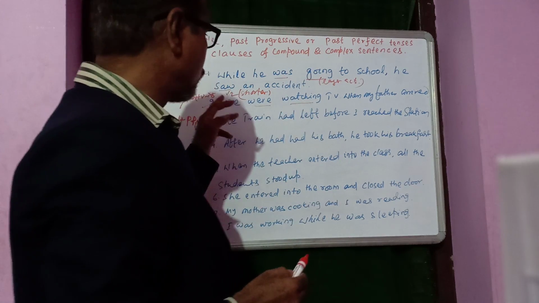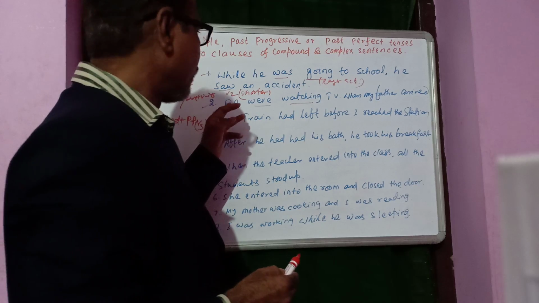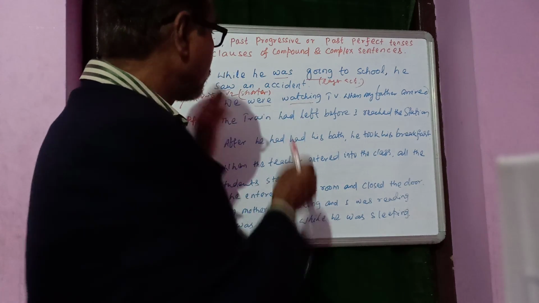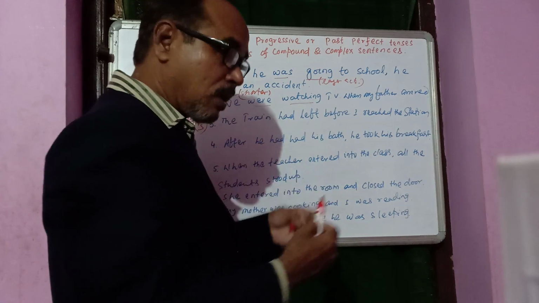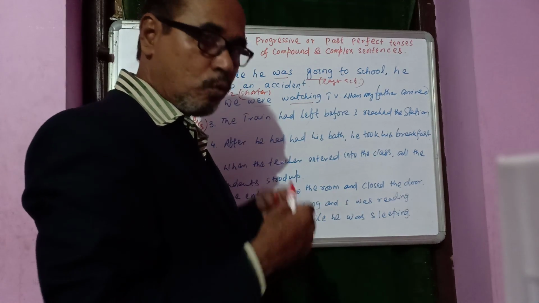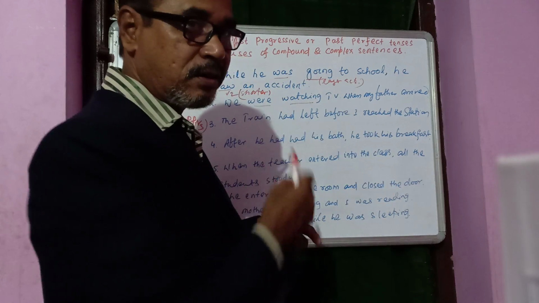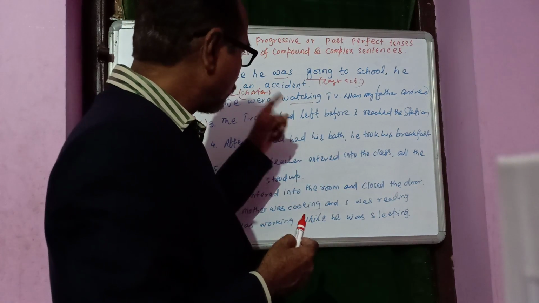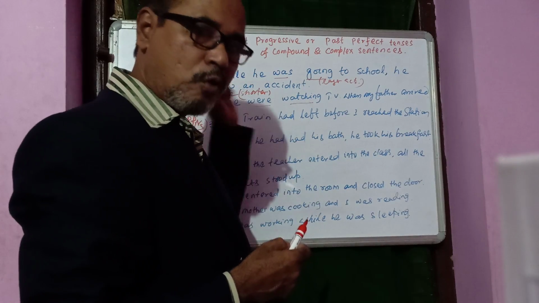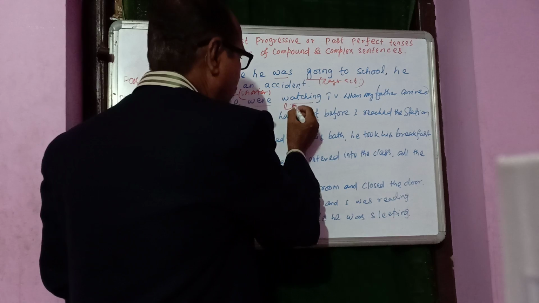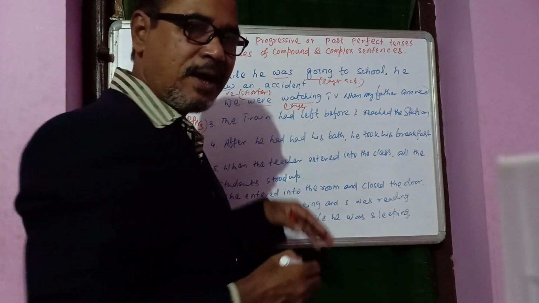Okay, this is past progressive form: were plus verb ing for the subject we. We were watching. Now this is a continuing action. We were watching TV. Okay, this is a continuing action in the past. As it was continuing in the past, it takes past progressive form. This is the longer action.